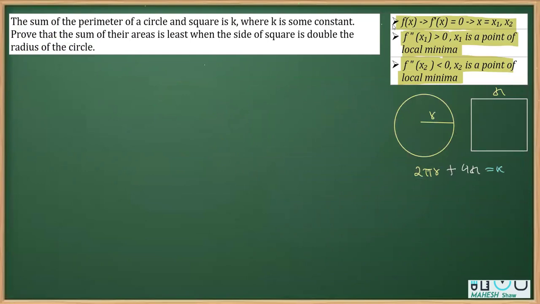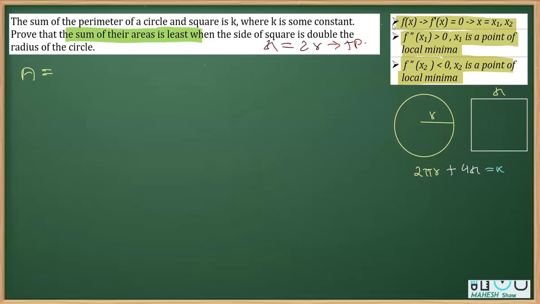Then we will begin with what is to be proved. We have to prove that the side of the square is x equal to double the radius. So this is something which we have to keep in mind. Now we'll always begin with the quantity which we have to differentiate, minimize or maximize. Since we have to minimize the sum of the areas, we will begin with the area formula.